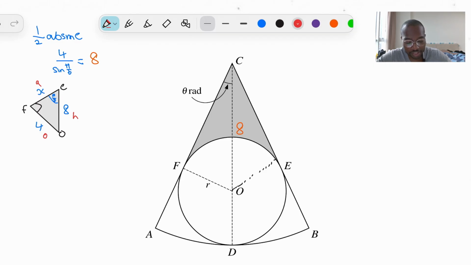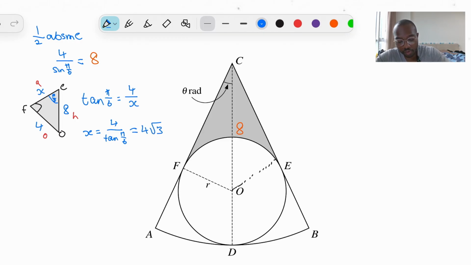Because we know that r is definitely 4. So if I do it that way, what do we get? We would get tan, because we have opposite and adjacent: tan pi over 6 is equal to opposite over adjacent, so 4 over x. Therefore, x is equal to 4 over tan pi over 6. If you work that out, you get 4 root 3. So we know that the length here is 4 root 3.